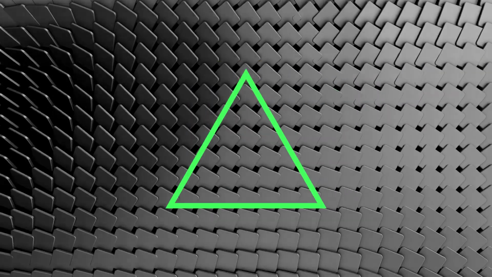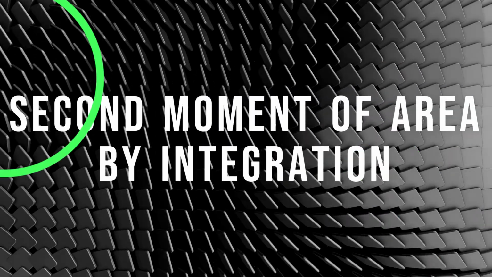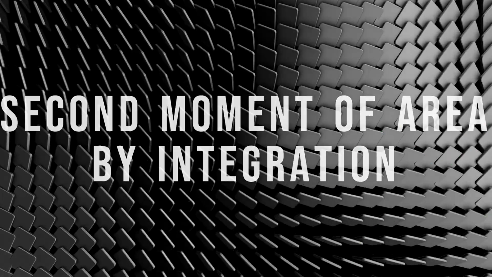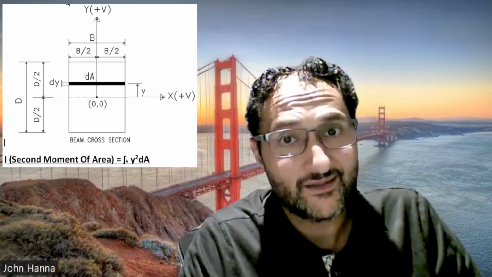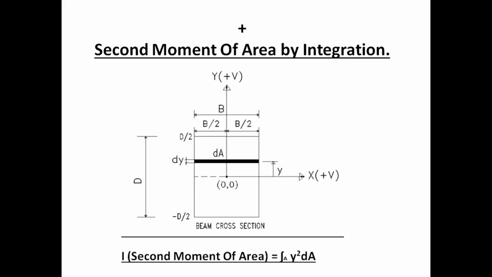Hi guys, integration of y squared dA over the entire cross-section is equal to the second moment of area. Do you know why? Well, let's find out. Welcome back, and in this video I would like to discuss with you the process of developing a formula for the second moment of area of a cross-section using the method of integration. I, the second moment of area, is equal to integration of y squared dA over the entire cross-section.